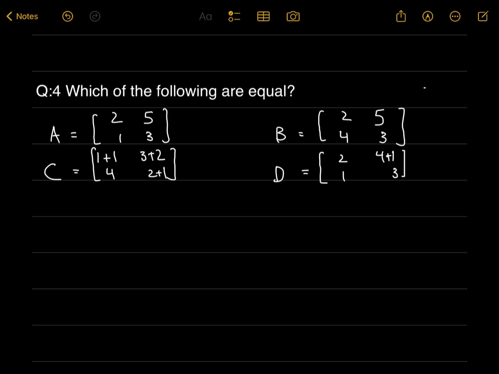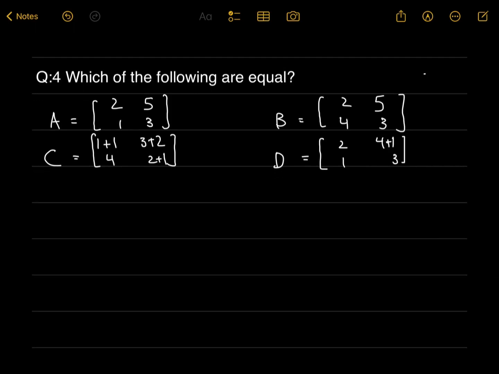Question number 4, quite easy, says: which of the following are equal? Matrix A is 2 5 1 3, matrix B is 2 5 4 3, matrix C is 1 plus 1, 3 plus 2, 4, 1 plus 2, and D is 2, 4 plus 1, 1 and 3. If we want to find the equality of two matrices, you just put the two matrices on each other in your mind.